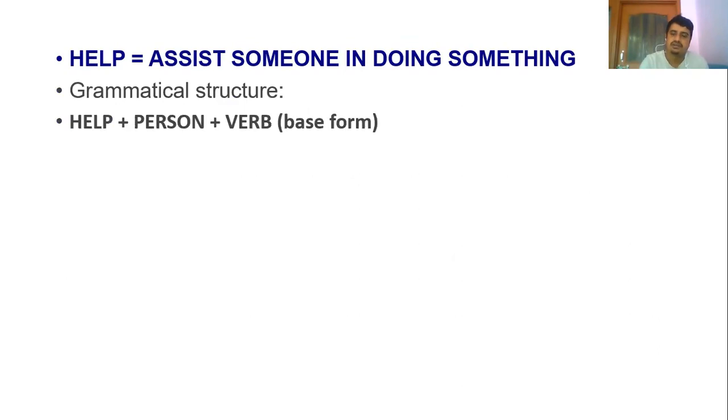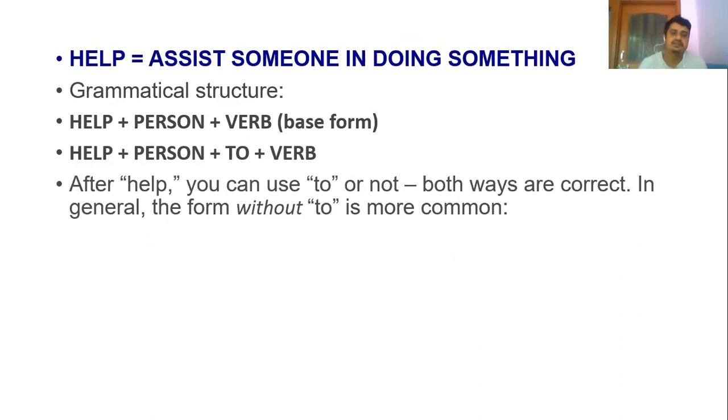Help plus person or agent plus verb. Help plus person plus to plus verb. After help, you can use to or not. Both ways are correct. In general, the form without to is more common.